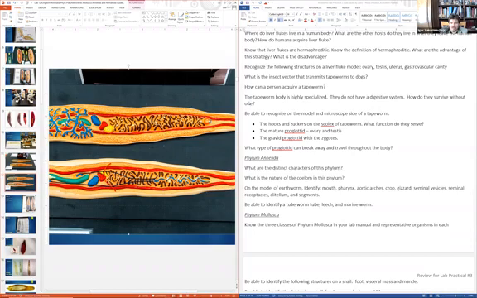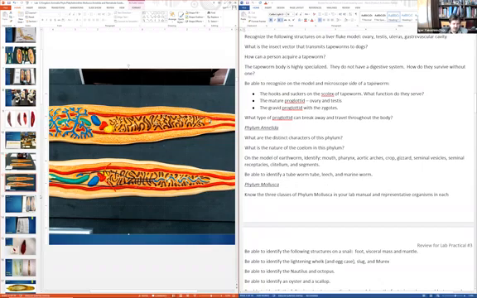Anyway, the tapeworm body is highly specialized. Do they have a digestive system? No, they don't have a digestive system. They already live in the digestive system of the host, so they're taking all of the dissolved nutrients from there. Be able to recognize the hooks and the suckers.